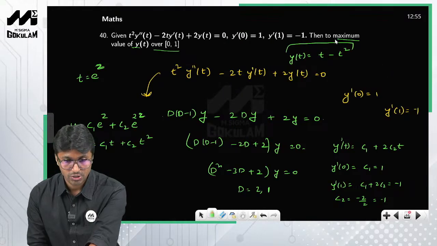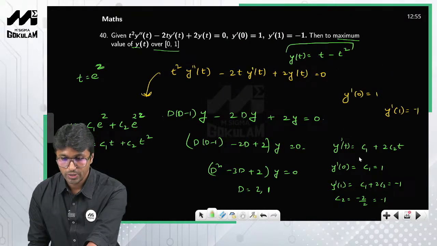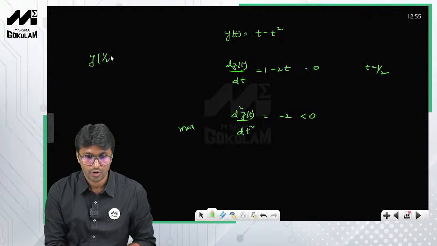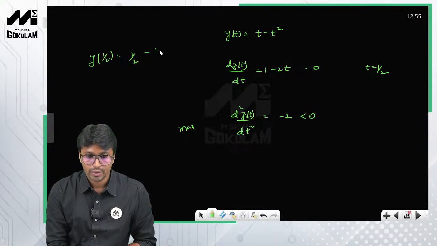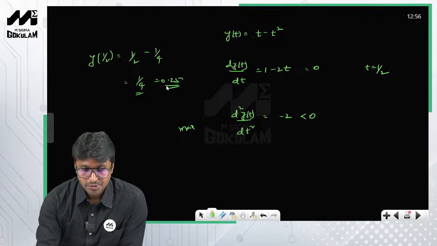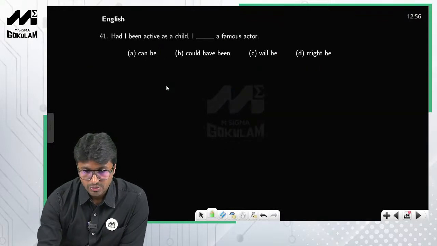So you are asked to find the maximum value. So all you need to do is substitute t is equal to 1 by 2 into this equation. Okay, so y of 1 by 2 is equal to 1 by 2 minus 1 by 2 whole square, 1 by 4, right? So which is equal to 1 by 4, which is equal to 0.25, right? Now let us move on to the next question.